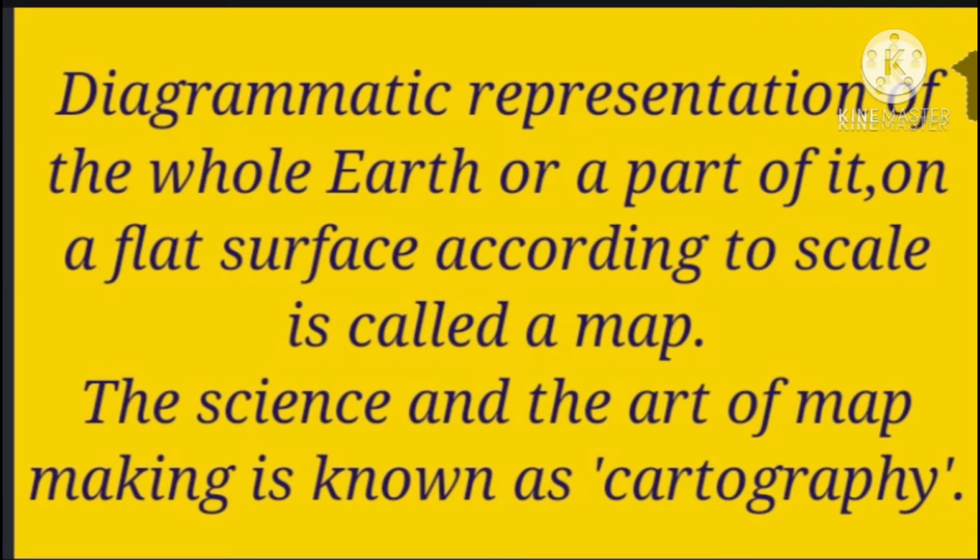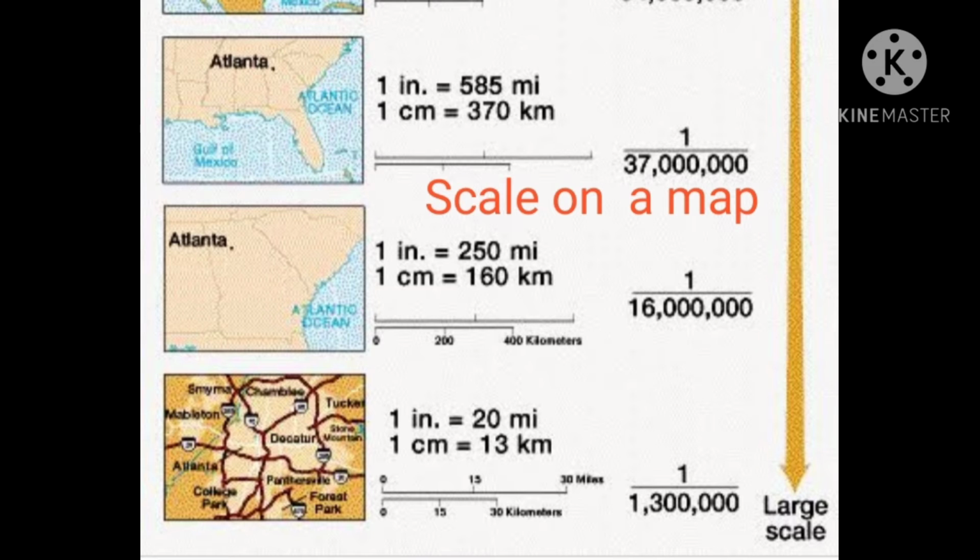Now, what is this scale? It's not the ruler that you use to draw lines. Scale is a ratio between the distance on the map and the corresponding distance on the ground. This helps us to know the distance between the two places on the ground. The distance between two points on the map is closer, but actually the distance between those two places is very far.